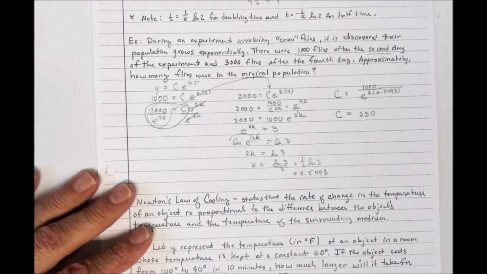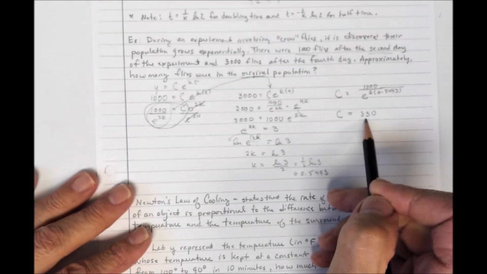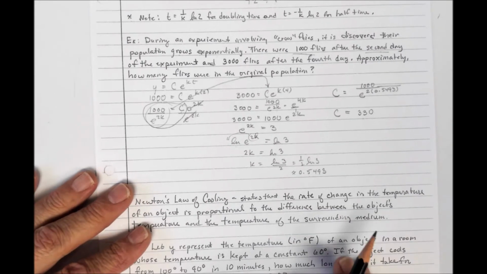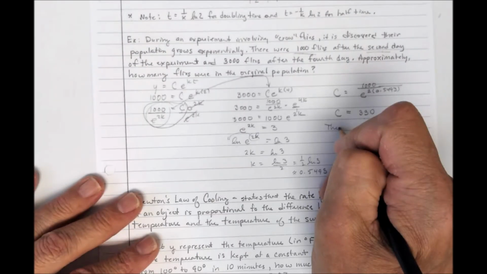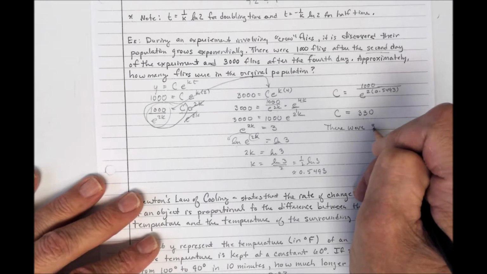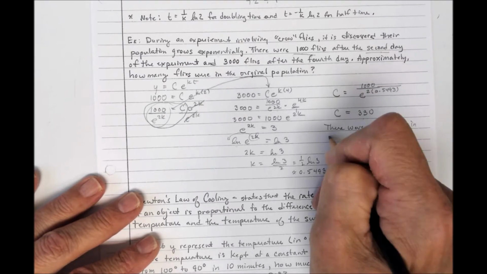Well, that kind of makes sense, because I had 1,000 after 2 days, so I knew it was going to be less, but I didn't think it was going to be like 10 or 20. I figured it was going to be probably around 400, and that doesn't seem to be so bad. So how many flies were in the original population? There were 330 flies, crow flies, in the original population.